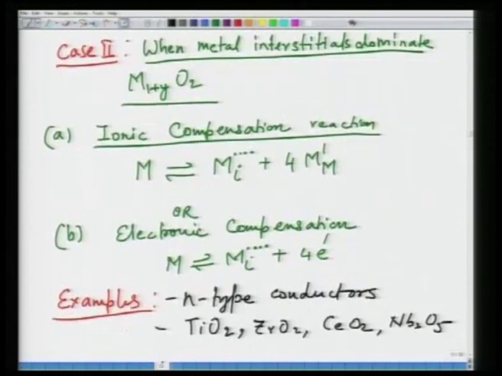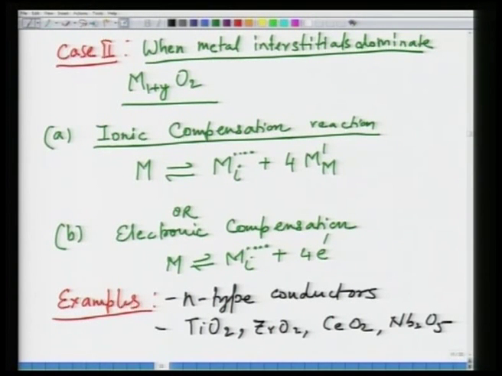And then we looked at the case when metal interstitials dominate. In that case, the formula would be, for example, in this case we have taken MO2, so here it would be M1 plus Y O2. Since the metal is plus 4, the metal will form an interstitial, complemented by reduction of the metal on the metal side, or if it was electronic compensation, then it would give rise to 4 electrons.